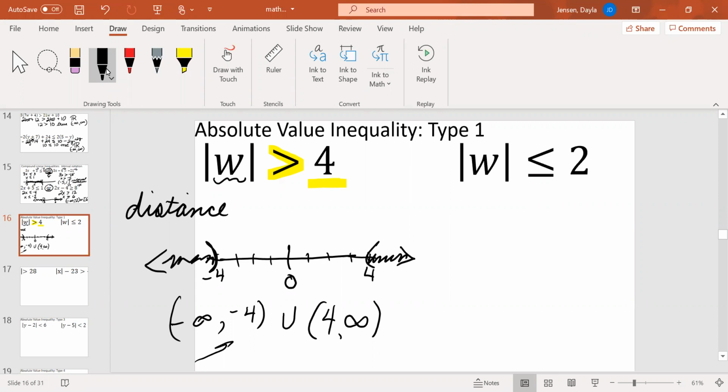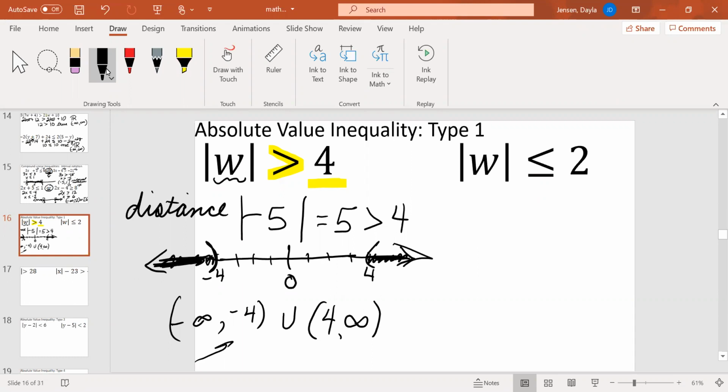So if I pick -5, so let's say W is -5. When I take the absolute value of it, it's equal to 5. And 5 is greater than 4. So any number in this interval all the way to -infinity, after I take the absolute value of it, is going to be greater than 4. Anything in this interval all the way to +infinity, if I take the absolute value of it, is going to be greater than 4.